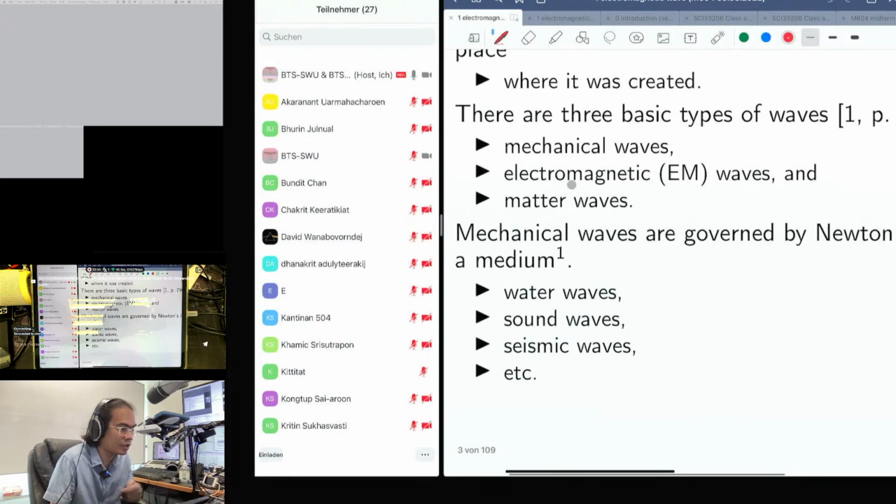The second type of wave that scientists have classified is called electromagnetic wave, which is the type of wave we are going to study in this chapter. It is abbreviated as EM wave. And the last one is the matter wave. This is beyond the scope of this chapter.